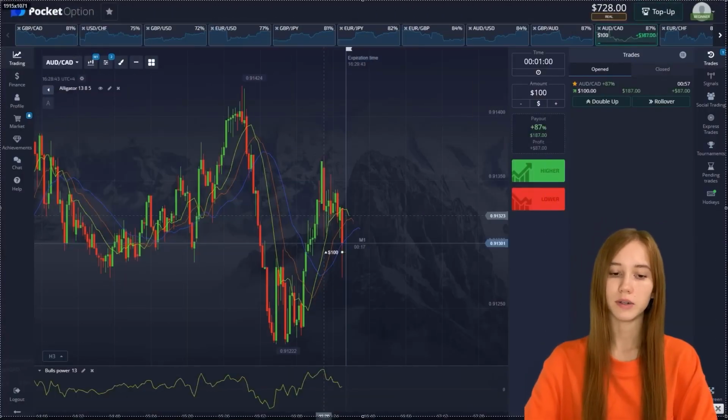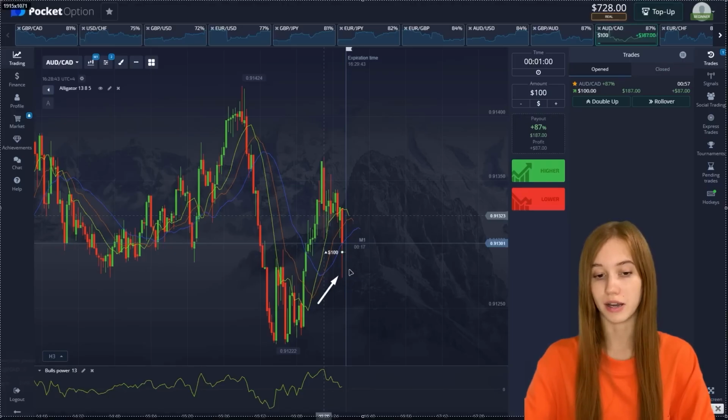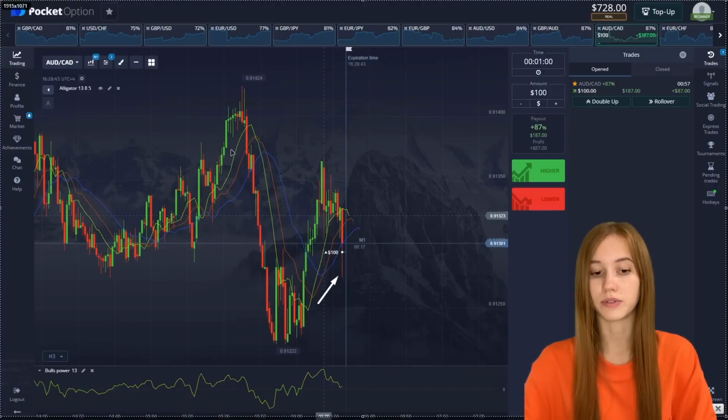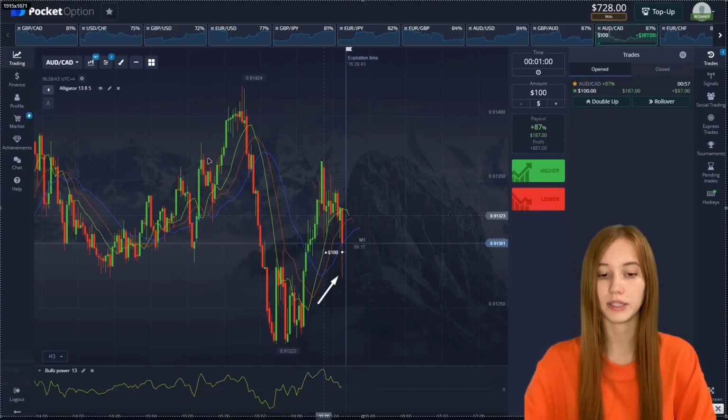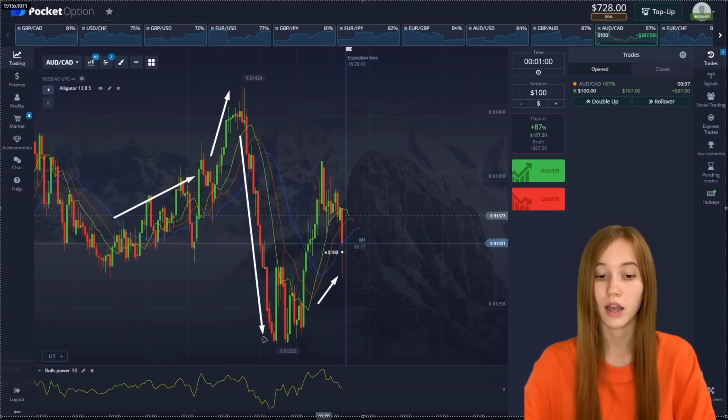At the moment of opening, we see a shadow below. This indicates that the market will roll back down. But if you look at the picture, why did this happen? Firstly, there was rapid growth. It happened little by little.